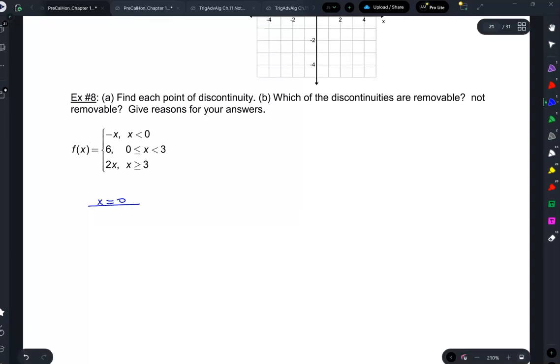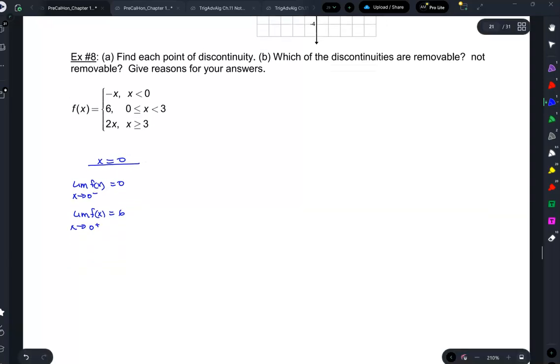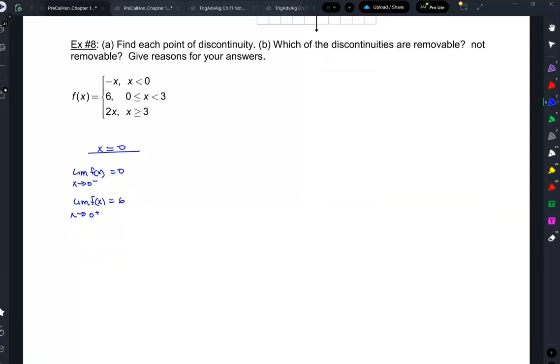What's the limit of f of x as x approaches 0 from the negative side? 0. What's the limit of f of x as x approaches 0 from the positive side? 6. It's a jump discontinuity. So the limit of f of x as x approaches 0 does not exist. This one is jump for sure.